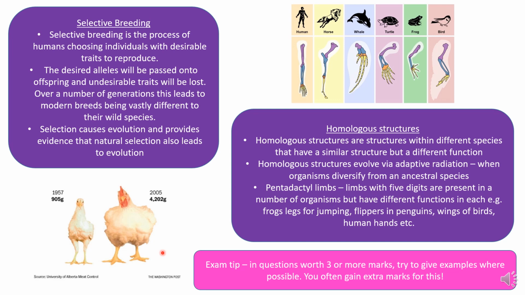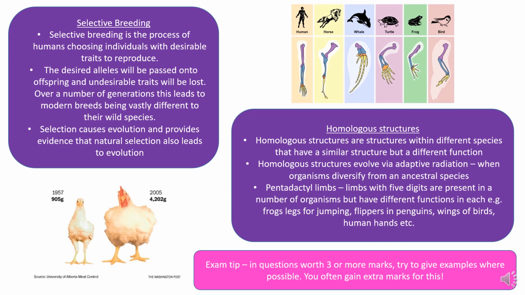The best example of this, and the IB's favourite example, is pentadactyl limbs. Now, pentadactyl limbs are limbs that have 5 digits. So, for example, our hands have 5 digits, so they're pentadactyl limbs. But also, there's a number of examples. You can see in this table up here, there's a number of examples. I've also put here flippers in penguins, the wings of birds. Oh, there is a bird there. A frog. Oh, there is a frog. The frog's legs and human hands, as I said.